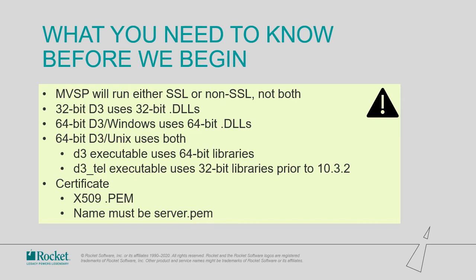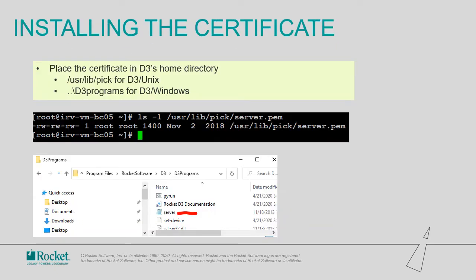And you'll need an X509 style .pem certificate. For the purposes of MVSP, this can be a self-signed certificate, but it's a good idea to get one from a certificate authority like GoDaddy. Wherever you get it, you must name it or rename it server.pem.